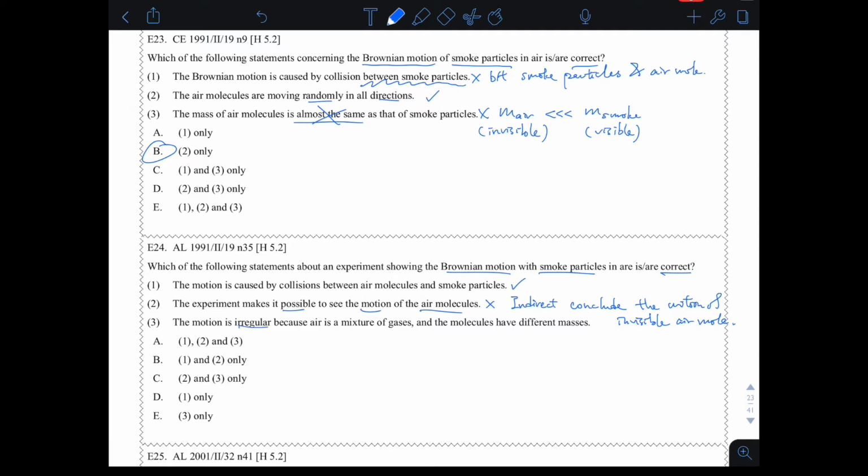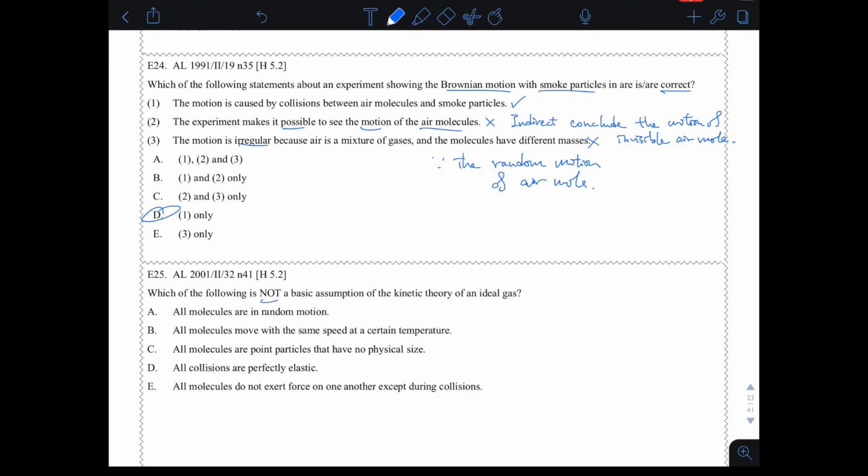Lastly, the motion is irregular, that means random, because air is a mixture of gases and the molecules have different masses. In fact, no, it is because of the random motion of air molecules. This is the reason. So the answer should be D here.